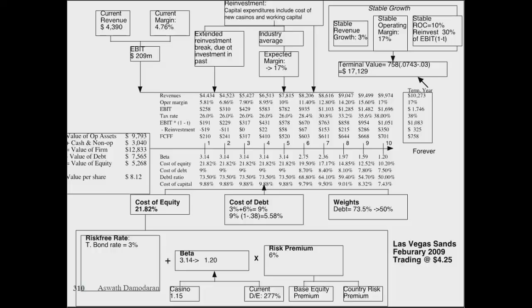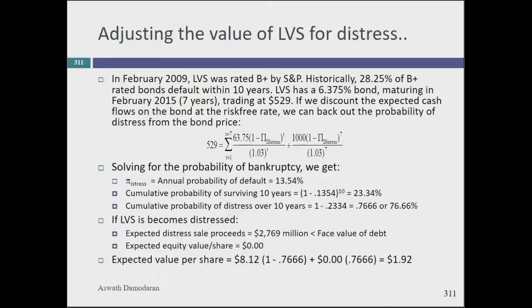I actually took a third ploy. Las Vegas Sands has bonds that are traded. Now normally when you price a bond, how do you do it? What do you do to price a bond? You take promised coupons and the promised face value and you discount them back at a default risk adjusted interest rate, right? I'm going to try something a little different. Las Vegas Sands had a 7-year bond that was trading at 529. Remember, bonds, corporate and treasuries, have $1,000 face value usually. So 529 means it's trading at a huge discount in value. So I know what the price is.